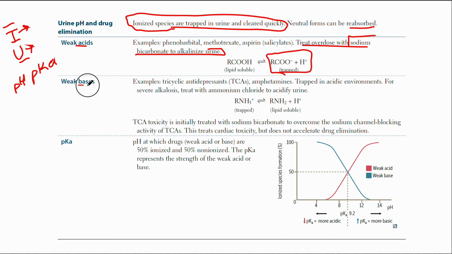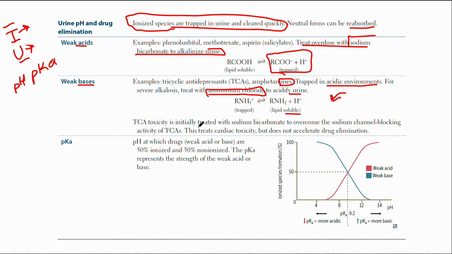And in weak base cases like TCAs, amphetamines, and anything that has amines, like morphine or atropine, right? So TCAs, amphetamines, they are trapped in acidic environment. So for severe alkalosis, treat with ammonium chloride, that is acidic in nature. So we are providing acidic medium to the basic drugs to acidify the urine, right? So that again gets either reabsorbed or excreted.